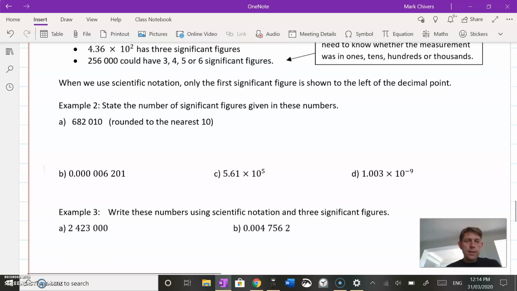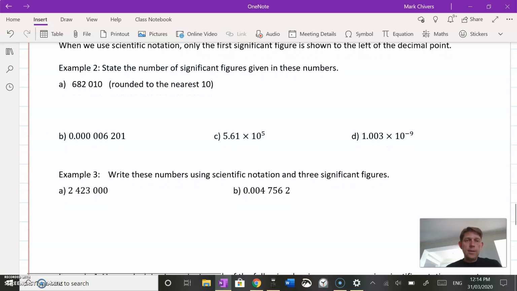So moving on to our next examples here, state the number of significant figures given in these numbers. So if this was rounded to the nearest 10 and I've come along and hit this number, I've counted 1, 2, 3, 4, 5 significant figures. Because it was rounded to the nearest 10, there's only 5. That 0 in the units column is not significant. We didn't measure units, we only measured to the nearest 10, so that's got 5 significant figures.